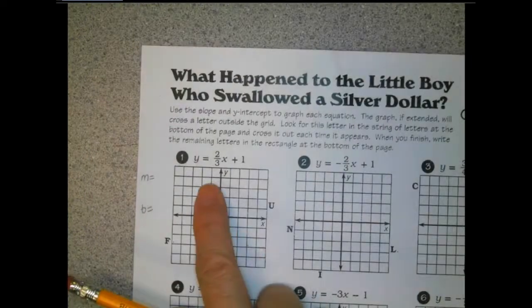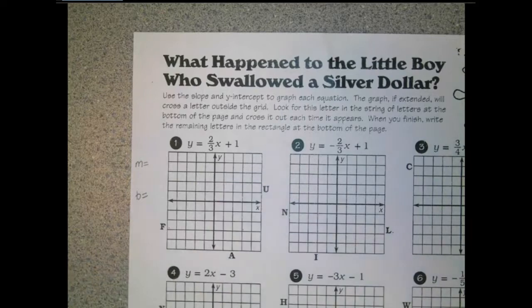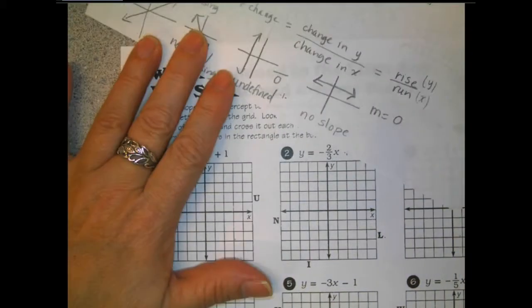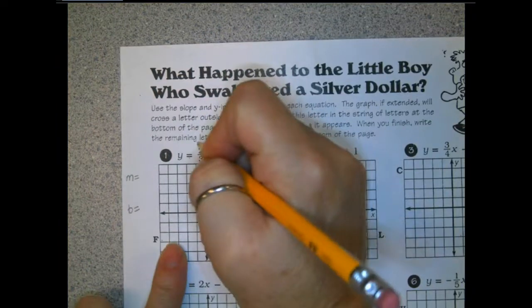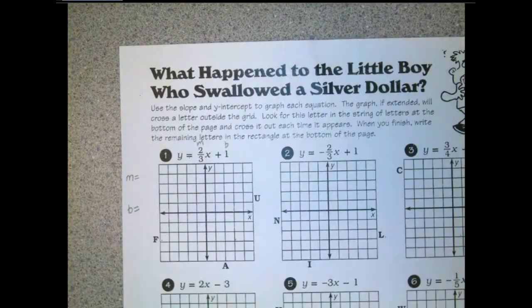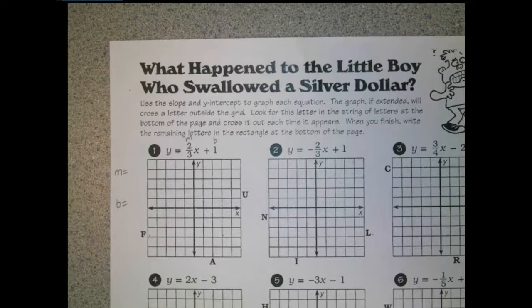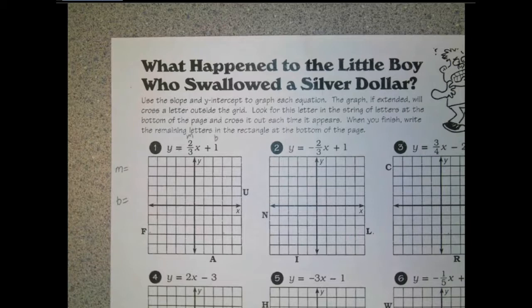Okay, so let's look at this. What is between the equal sign and the x? 2 over 3. So what would 2/3 be? It is your slope. Right? Y equals, this is your M, this is your B. So what is my slope in this equation? What is M going to equal? 2 over 3. You guys agree?